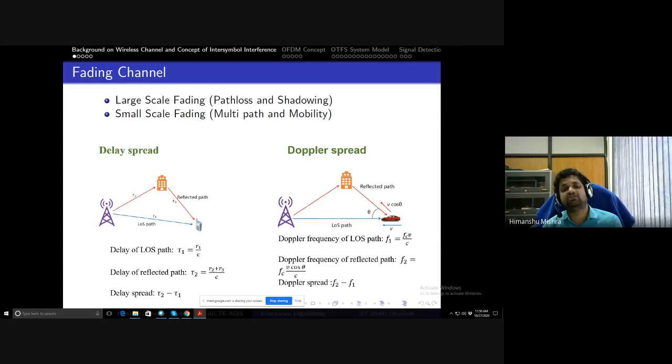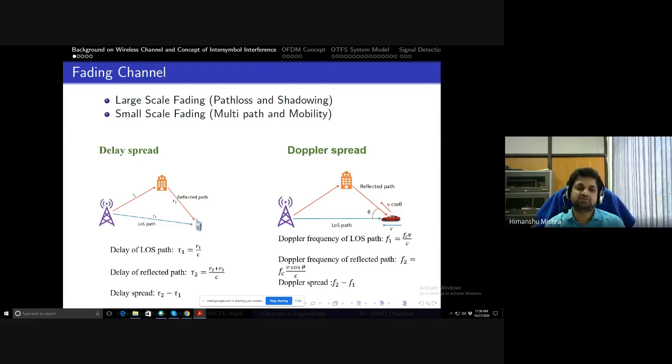So basically you can tell that large scale fading is nothing but the degradation in the average power. But small scale fading is nothing but the variation in the instantaneous power. The main reasons for small scale fading are multipath and the mobility in the channel.